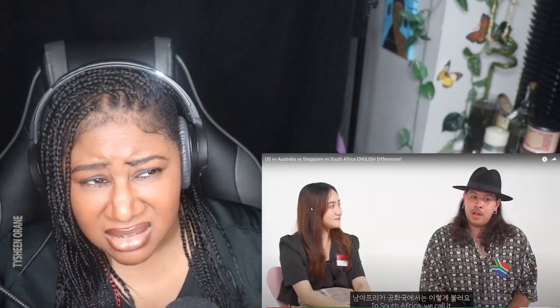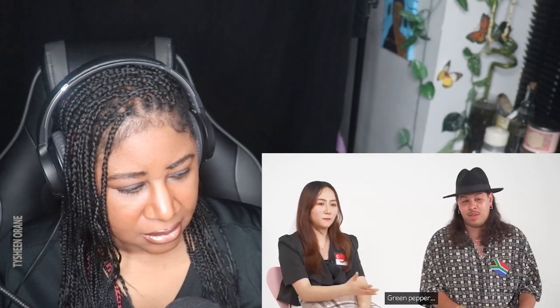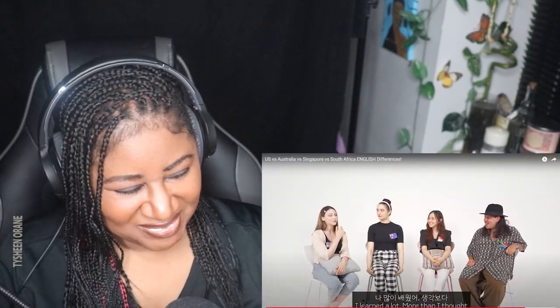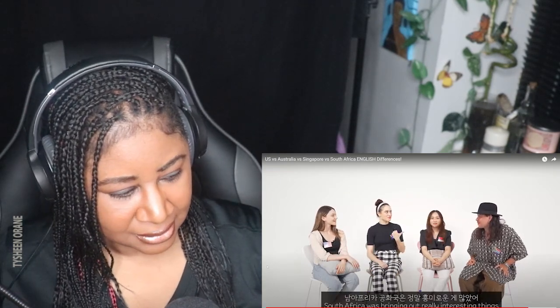I think y'all call this, how did they say it again? We call it a red pepper, but it depends on the color of it. It could be a green pepper as well. Yes. It was getting fun. There's a lot, more than I thought. The garage. This was fun. South Africa was really bringing out some really interesting ones. I'm surprised how similar Singapore and Australia were with capsicum and those sorts of words.